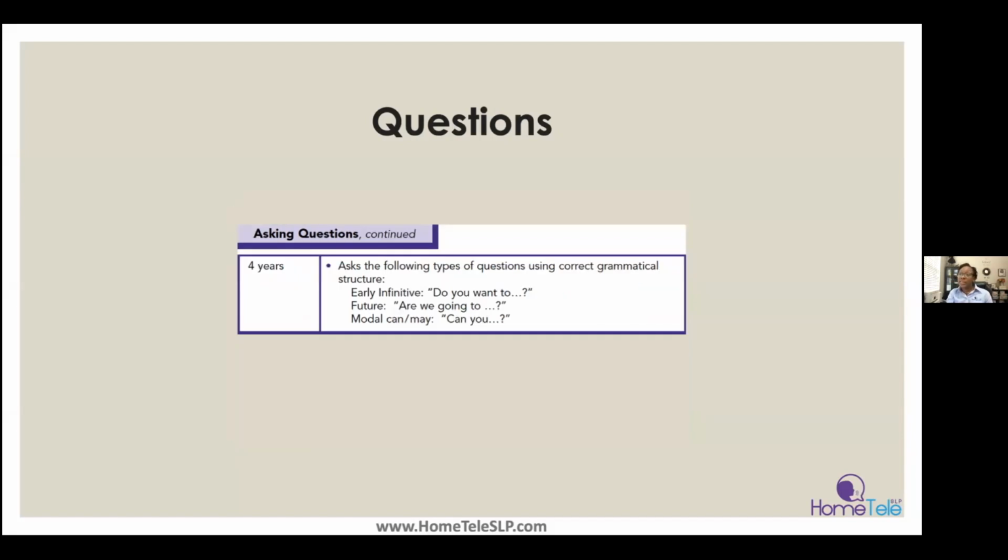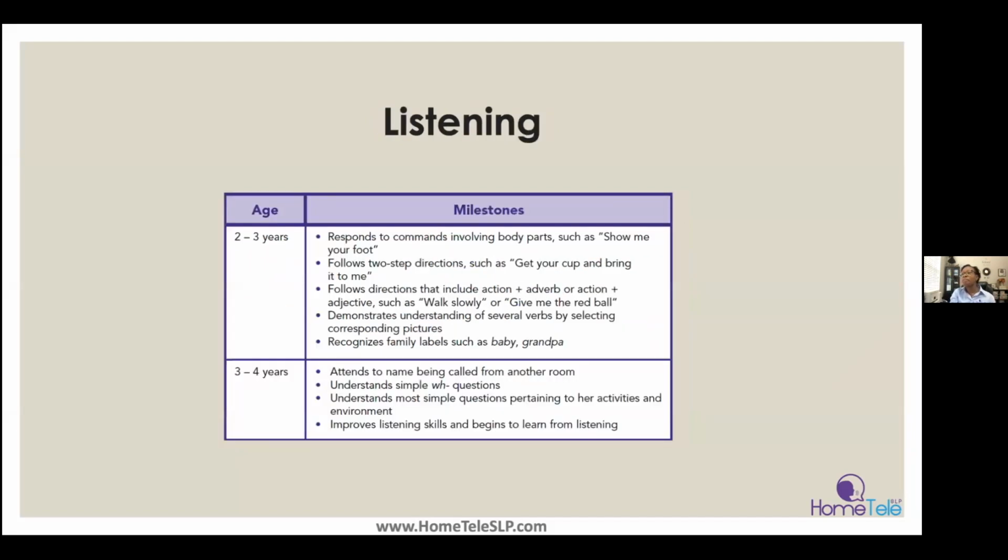And at 4 years, here are some types of questions using correct grammatical structure that they should be using. There's an example here of early infinitive questions like, do you want to? Future questions like, are we going to? And modal, can and may questions like, can you, may I?